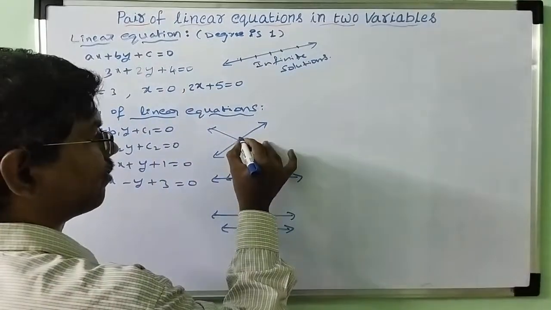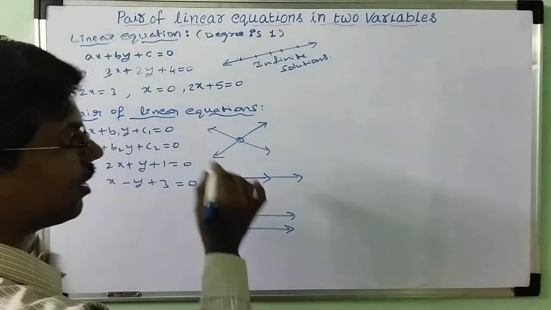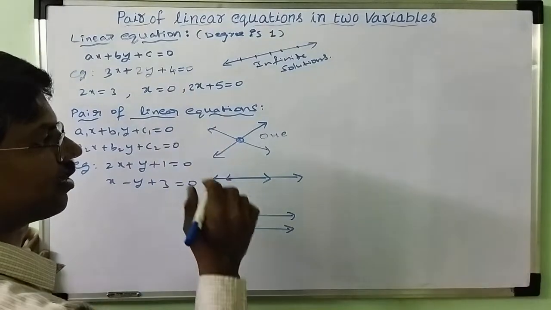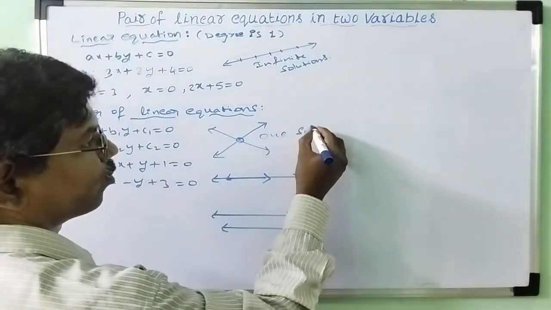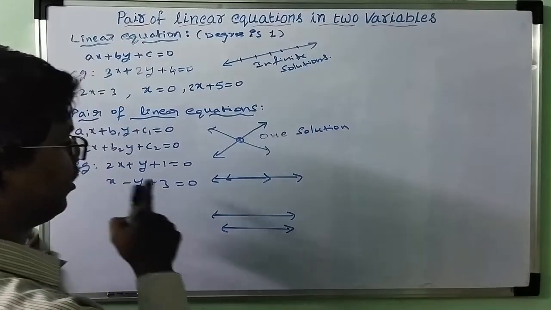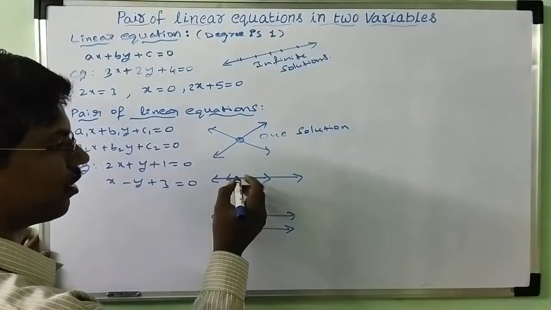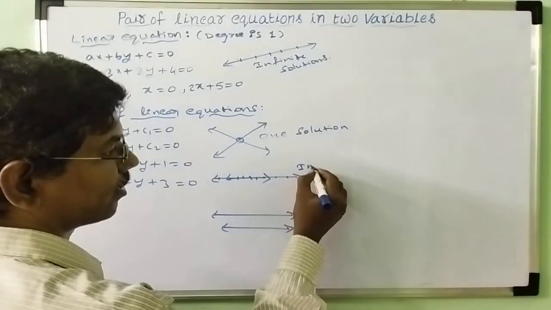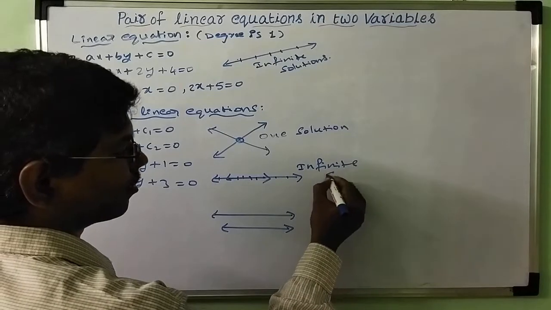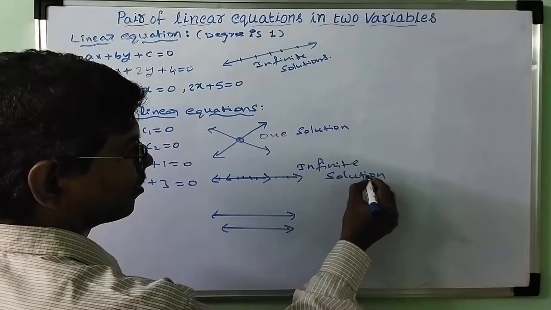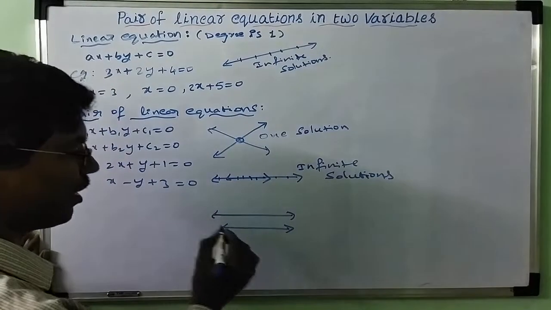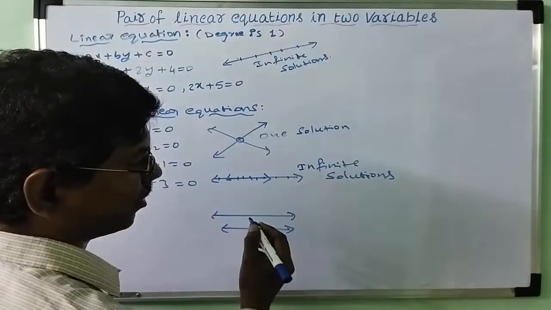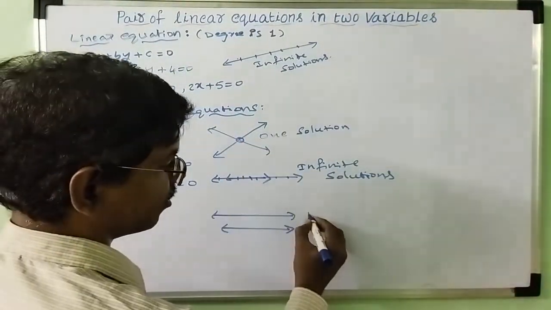So if they are intersecting, they have only one common point. In this case, if you represent on graph paper and get intersecting lines, then they contain one solution. If they coincide, all these common points are called solutions, so they contain infinite solutions. If we get parallel lines, then there are no common points, so there is no solution.